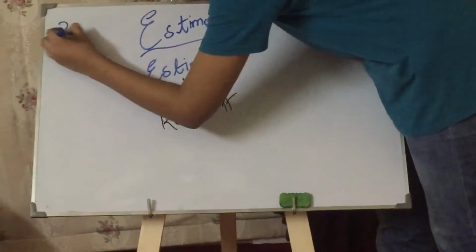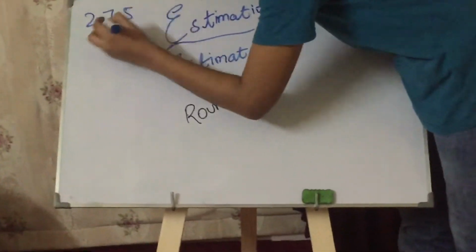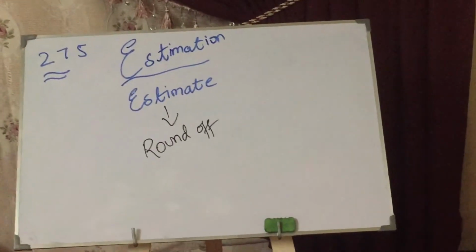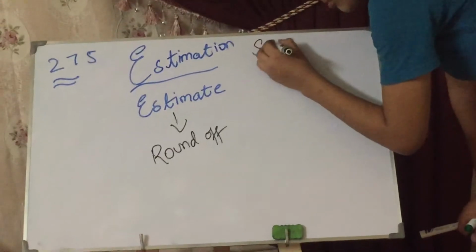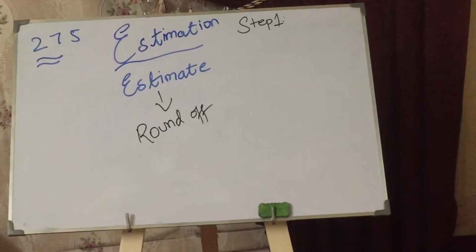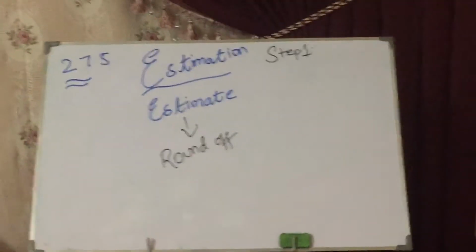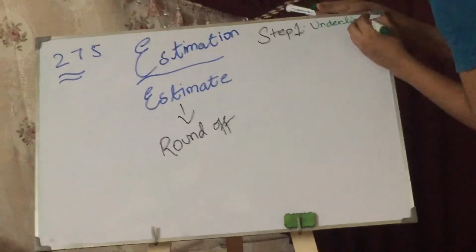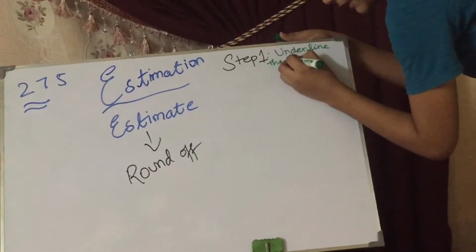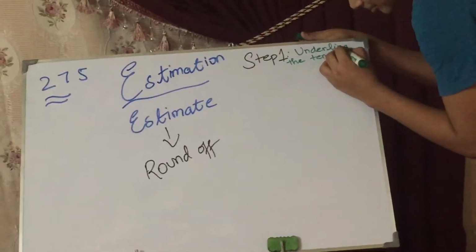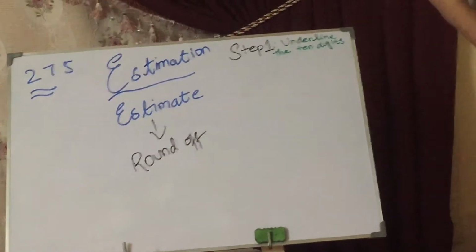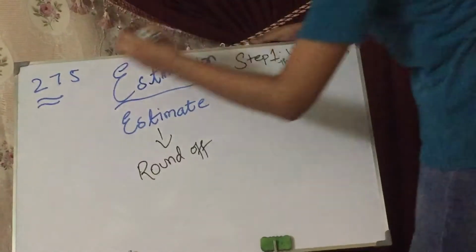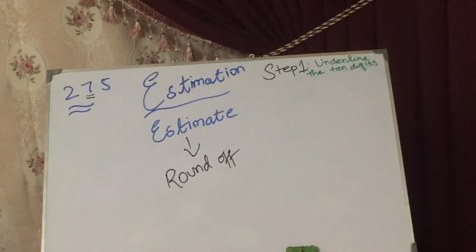If a number is 275, and we want to estimate it, what would be the round off of it? There are 3 steps. Step number 1: underline the tens digit. What does the first step say? Underline the tens digit. So I underline the tens digit.